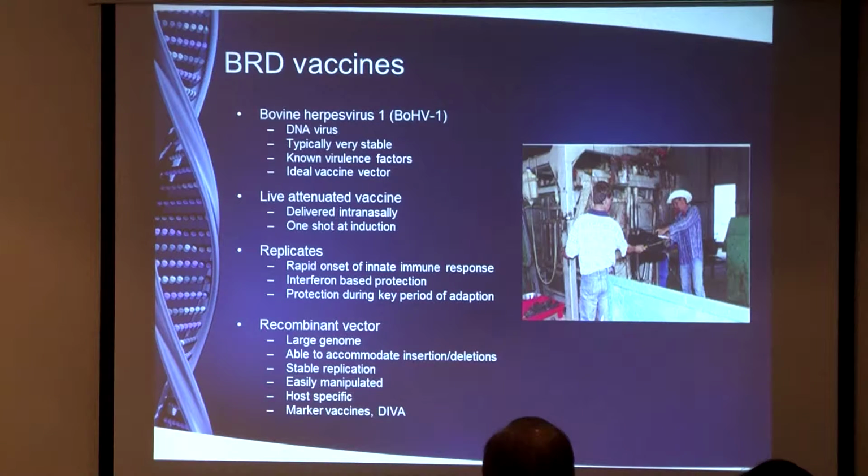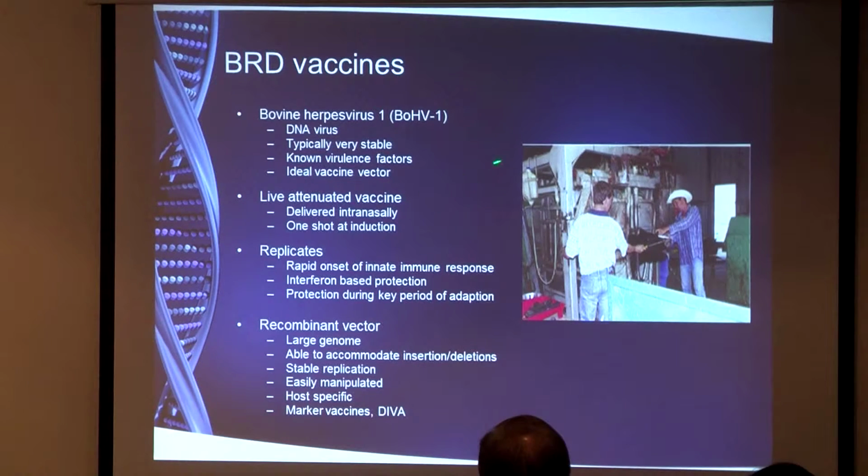So the work that my group's been involved with over a number of years is using bovine herpes virus as a modified live vector for BRD. So as some of you may know, it's a DNA virus, and we typically consider those to be very stable, and that's certainly the case for BHV, and I'll show a little bit of evidence for that today in the work that we've done. It has a number of factors which we know are related to virulence, so if we knock those out, we will see a reduced capacity to cause disease in animals.